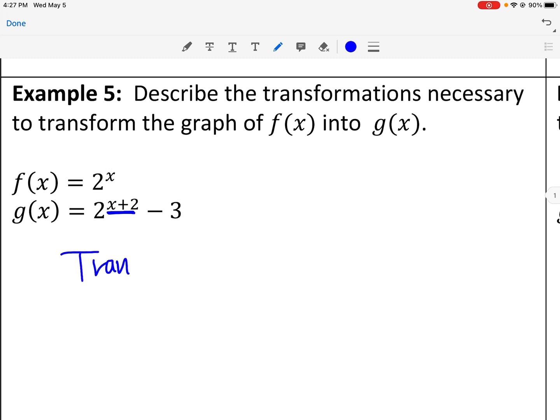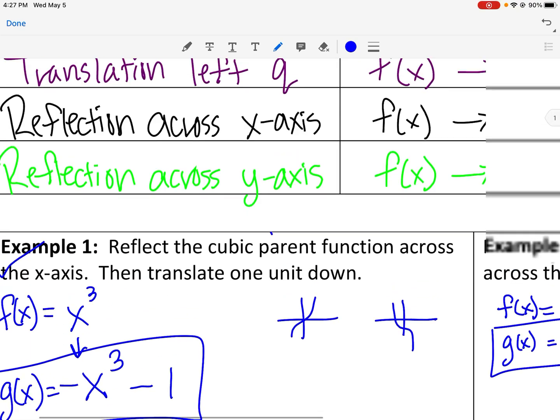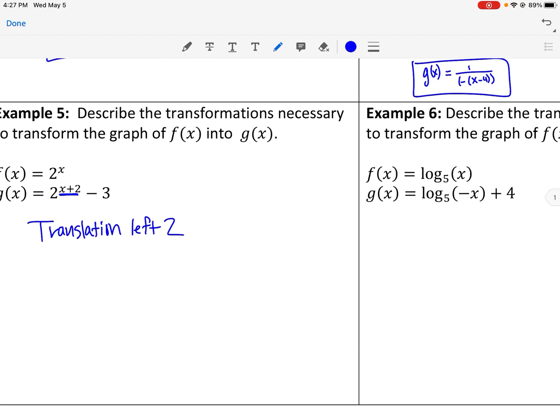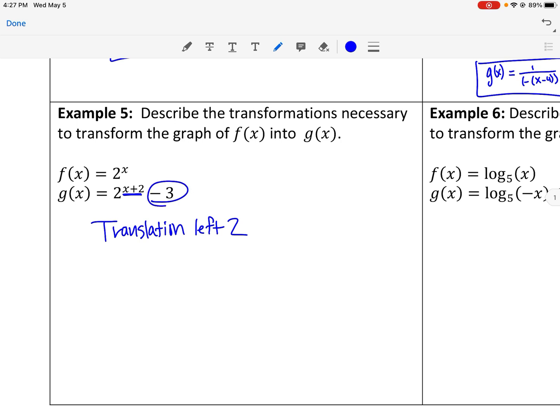So that is going to be a translation to the left 2. Because if you look at your chart above, the first and second columns, we're looking for, okay, where does it change just the x to x plus a number? And this is where we change x to x plus a number. So that's a translation left. Okay, next is, we also have this minus 3 at the end, and it's just at the end. So if you look at your table above, if we're minusing something at the very end of our equation, that means we're moving it down, translation down 3.